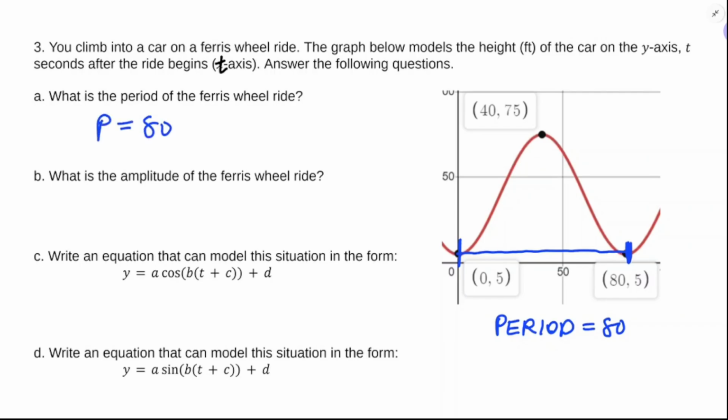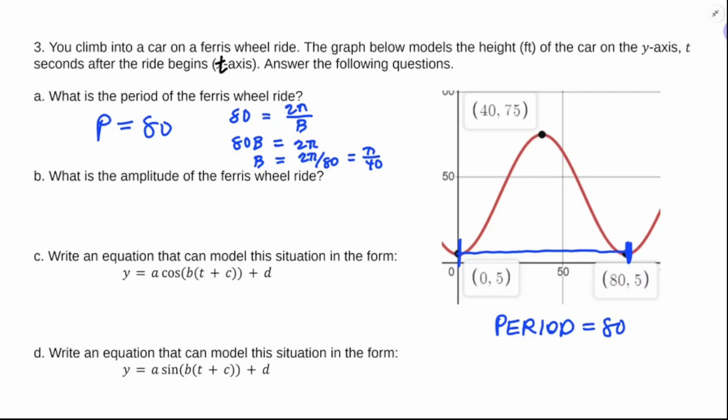And because I know eventually we're going to need to write some equations down, I'm going to go ahead right now and say, all right, period equals 2 pi over b. 80 equals 2 pi divided by b. So I'm going to multiply both sides by b, divide both sides by 80. So that's going to be pi over 40. Okay, so I'll need that later, I'm sure.